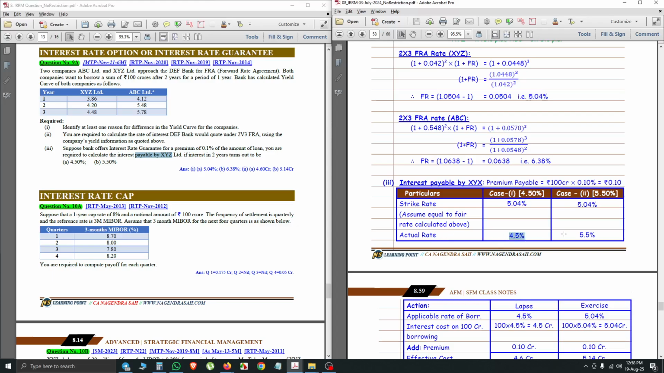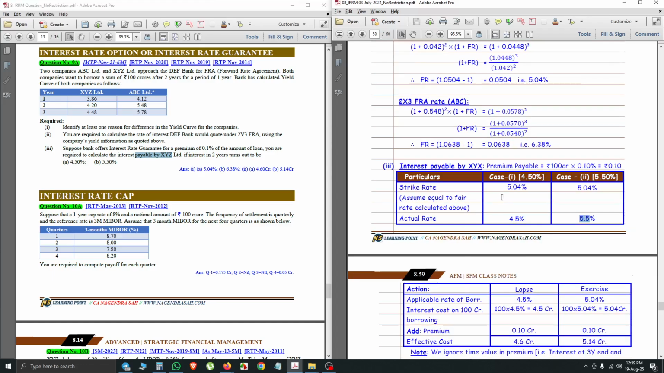Actual rate is 4.5%. The borrower will buy a call option, isn't it? Right to borrow at a specified rate. So call. When the actual rate is less, it will lapse. When the actual rate is higher than the strike rate, it will exercise.